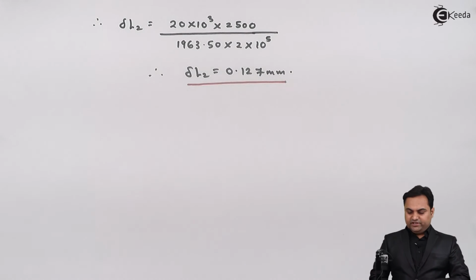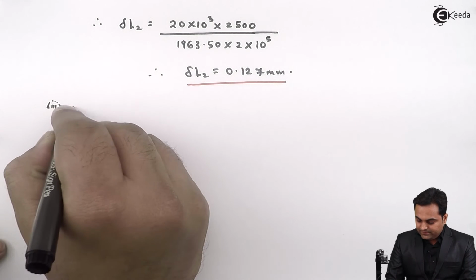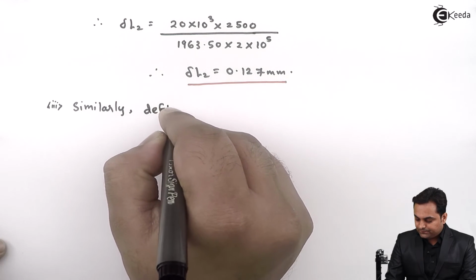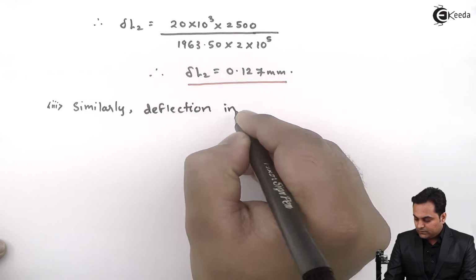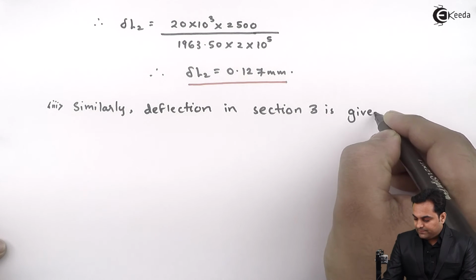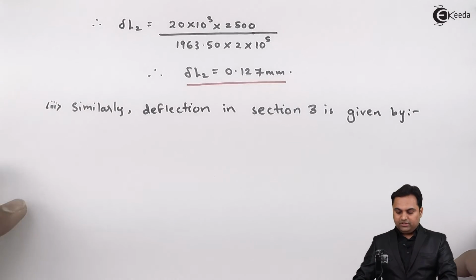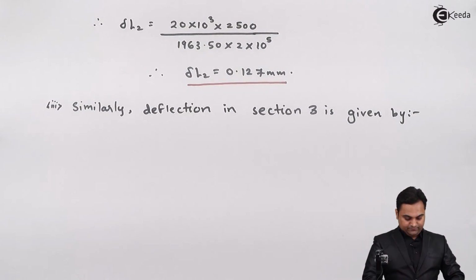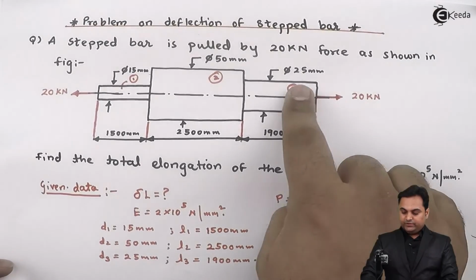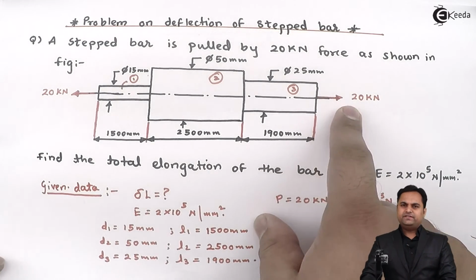So now after getting the deflection in the second section, I'll say that similarly deflection in section 3 is given by, now if I look into the diagram, section 3, it was having a diameter of, in the problem it is given, it has 25 mm diameter and 1900 mm length. The load is again 20 kilonewton tensile.